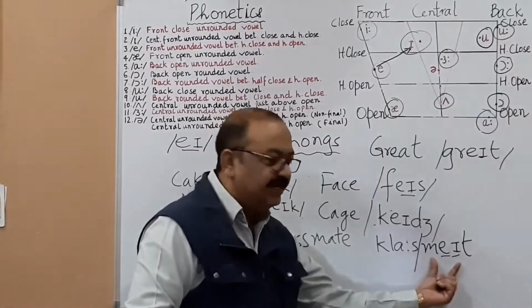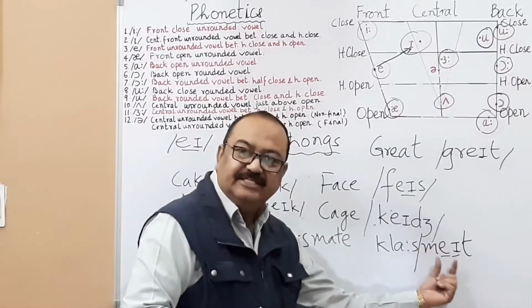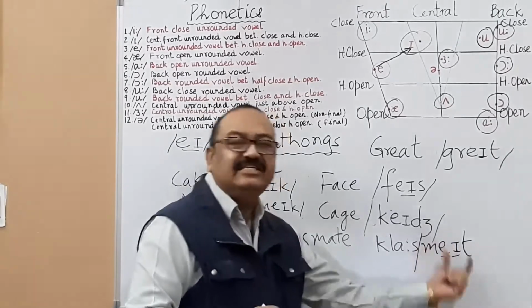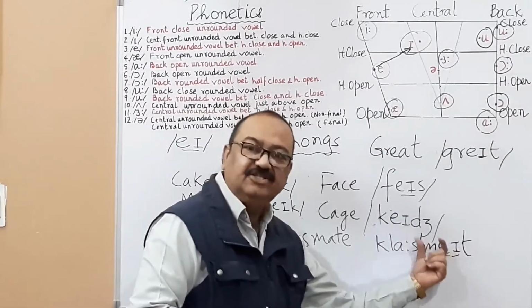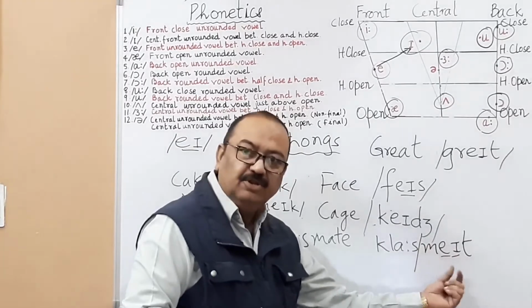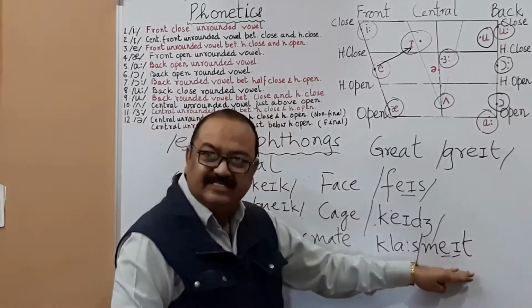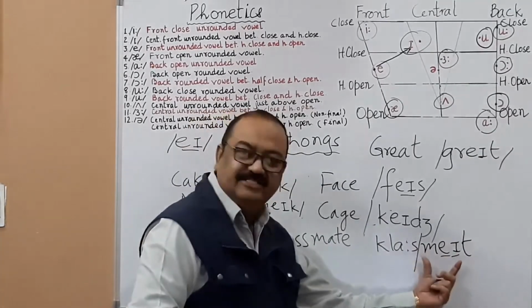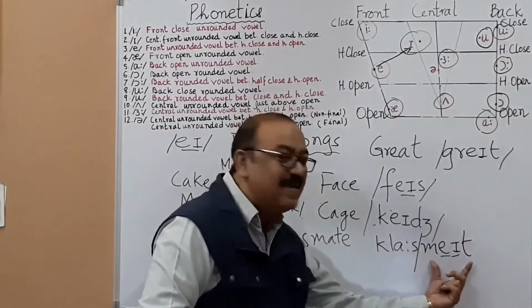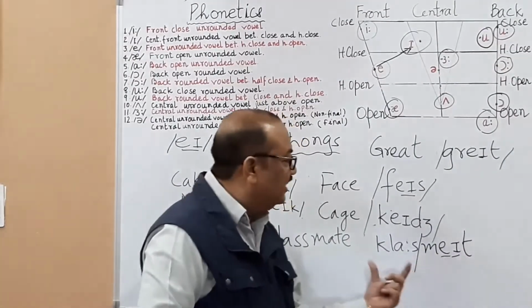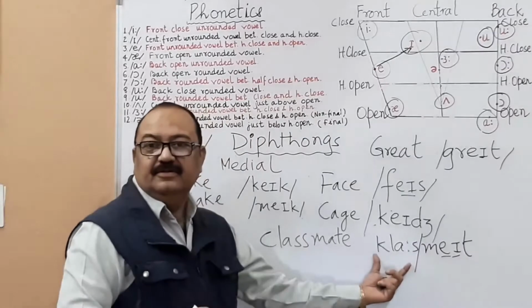And this also has a vowel sound. But here you have two distinctive vowel sounds. That's why it is a diphthong. Yet it is a single syllable. You can't say that there are two syllables here. No, it's a single syllable. Mate. Mate.